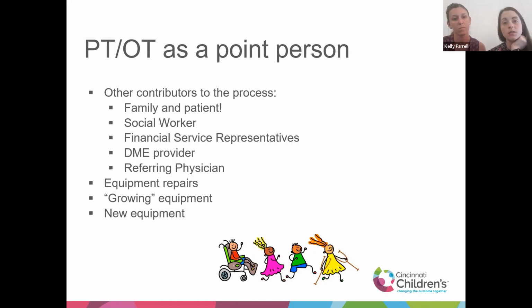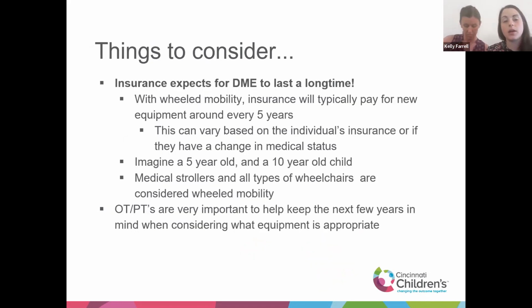We also act as a point person to consider when we need new equipment and when we need to restart that process. A thing to consider when looking into using durable medical equipment over the lifetime is that insurance wants these things to last a very long time. For instance, with wheeled mobility, insurance will typically pay for a new piece of equipment around every 5 years. But this can vary based on the individual's health insurance or if they have a change in medical status. But we really have to keep in mind that these are pediatric patients that will grow. So the equipment needs to be able to accommodate growth and still be easy for the patient and caregivers to use as the child gets bigger.